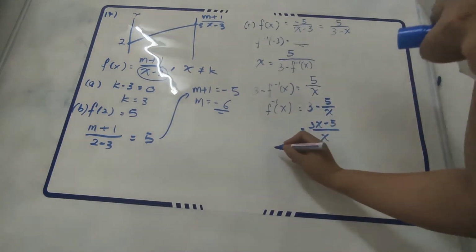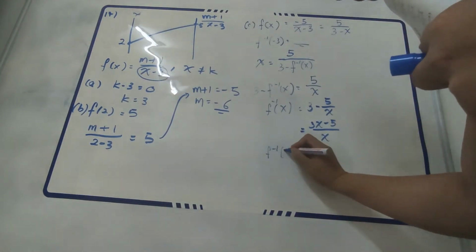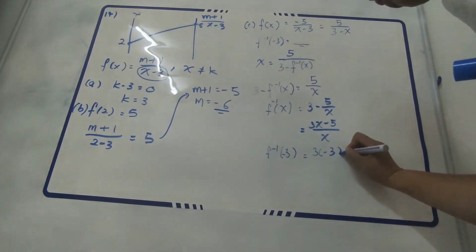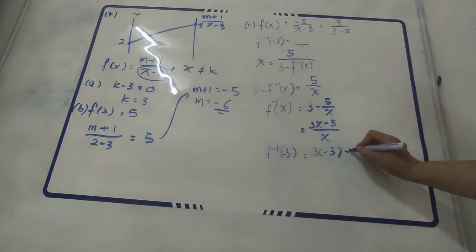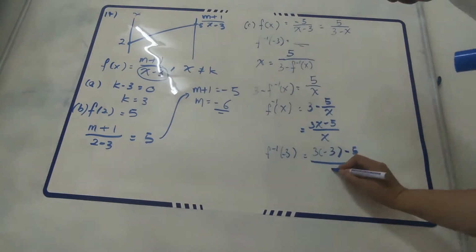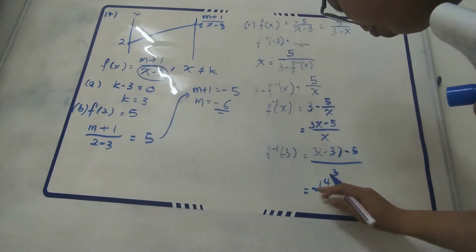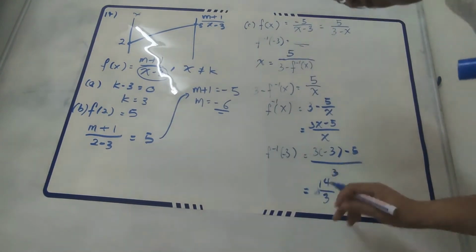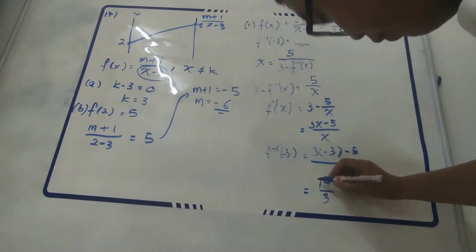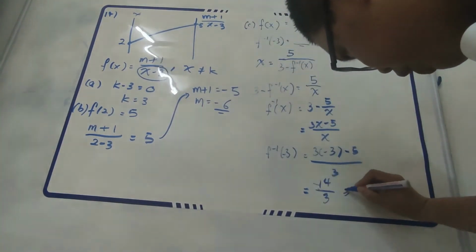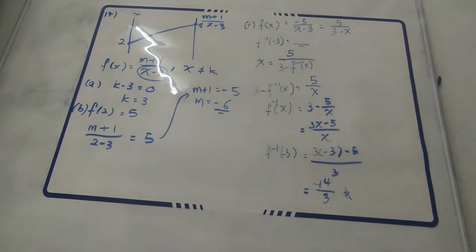So if you have minus 3, the x is minus 3, so it equals 3 times minus 3 minus 5, divided by 3, which is minus 14 over 3, negative 14 over 3. So this is question number 14, the whole part.